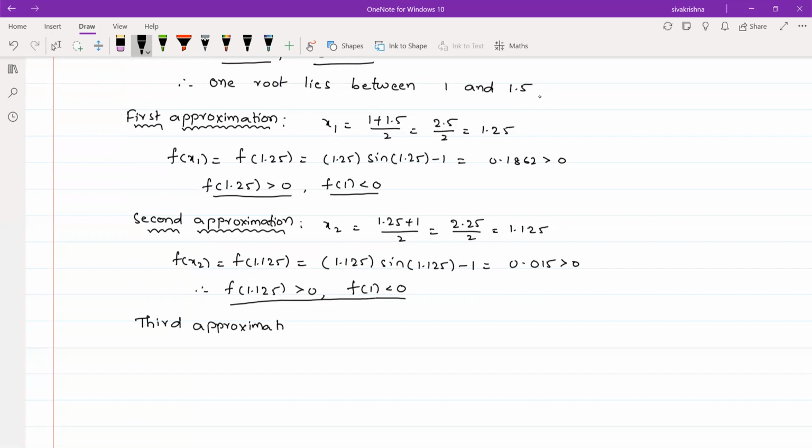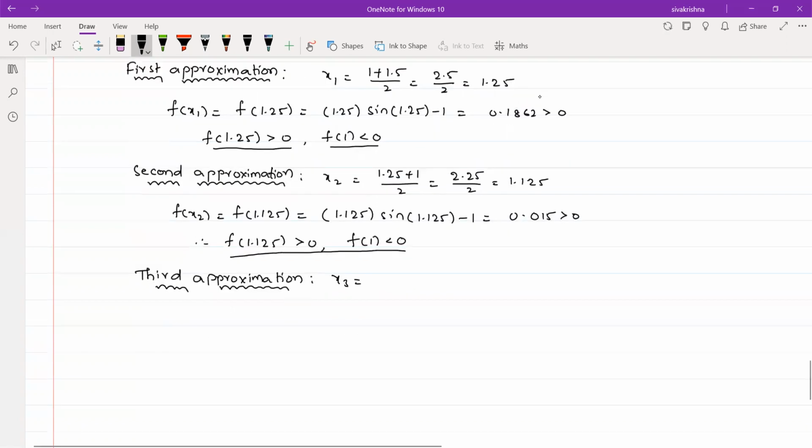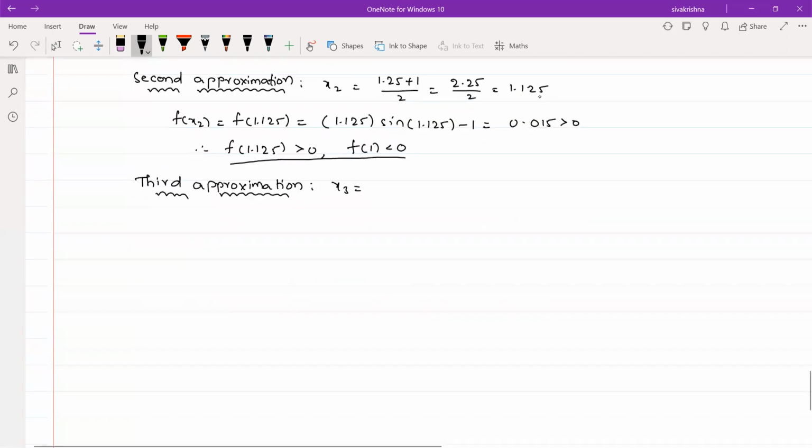Third approximation. The third approximation is x3, which is the average of the two numbers having opposite signs. We have 1.125 and 1. In the above step, those particular numbers have opposite signs, so we find the average of those two numbers, divided by 2. On simplification, we get 1.0625. So the third approximation value is 1.0625.